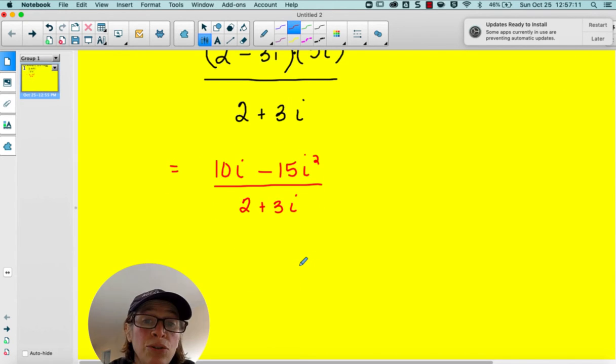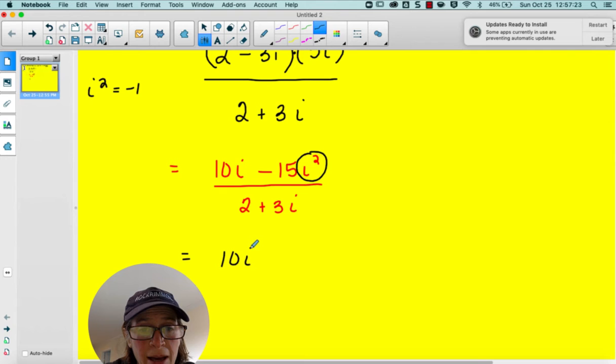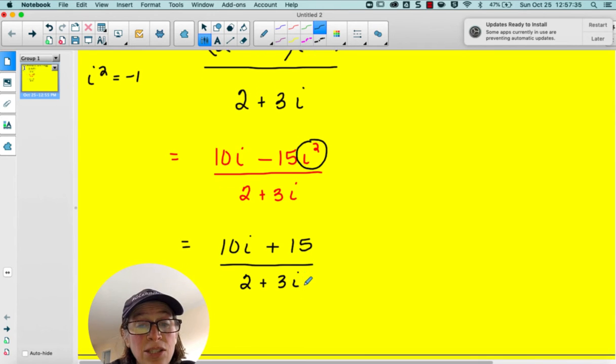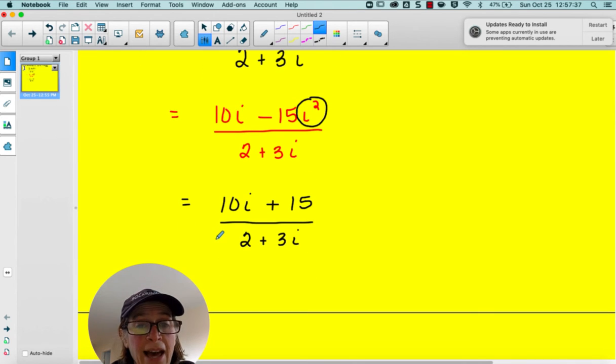Now, I do want to evaluate with i squared. We know that i squared equals -1, so I'm going to replace i squared with -1. That's going to give me 10i plus 15, because -1 times -15 is going to give me a positive 15, all over 2 plus 3i. All right, so in looking at this, I notice that the numerator can be factored.